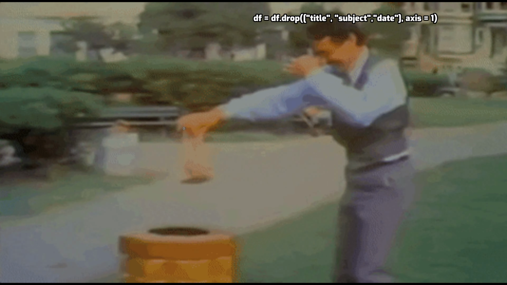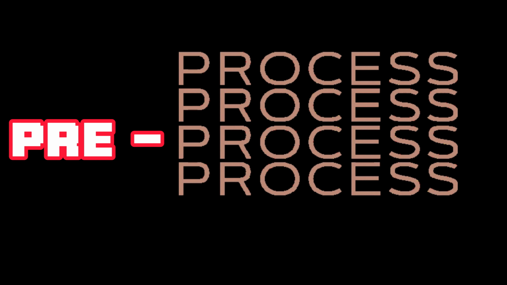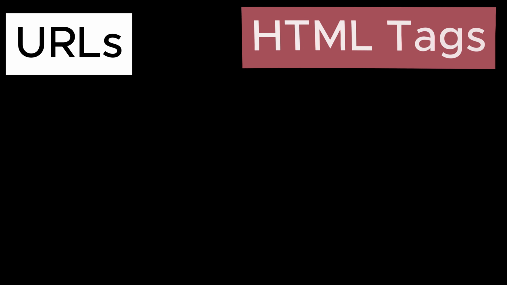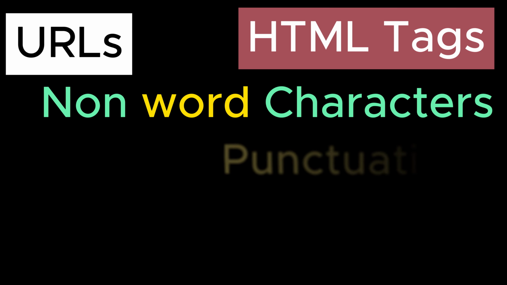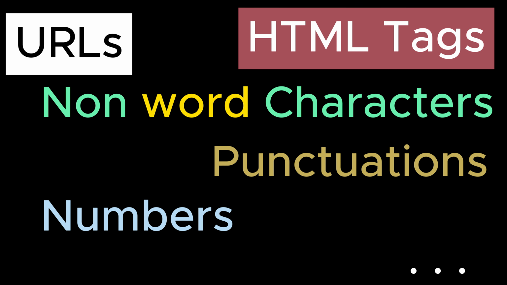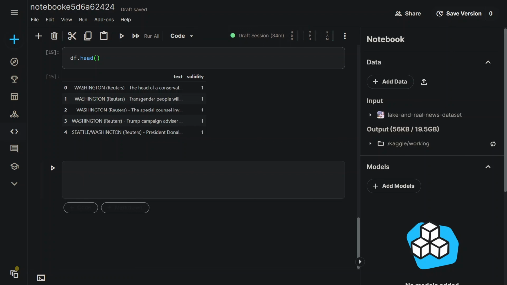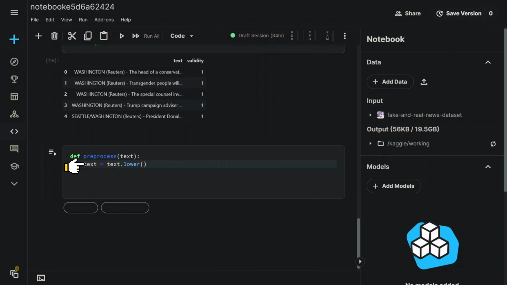Columns title, subject and date are dropped because they are irrelevant for fake news detection. The focus is on the text column. Now we need to pre-process the text data. The text might contain URLs, HTML tags, non-word characters, punctuations, numbers, and unwanted elements. We also need to lowercase them. To do that, we create a function. This line converts all text to lowercase.